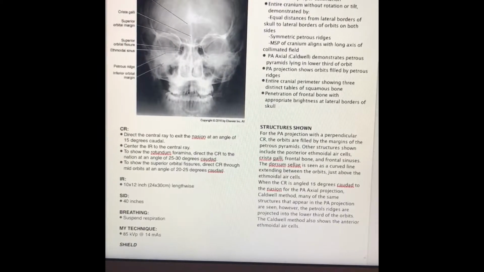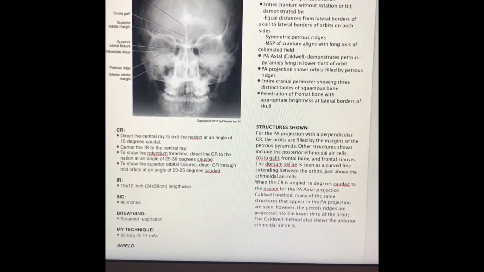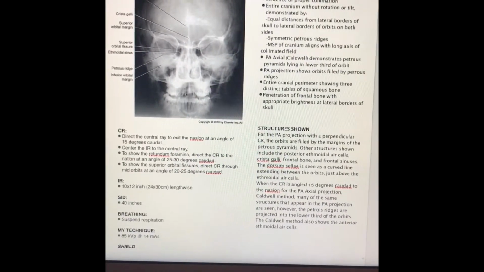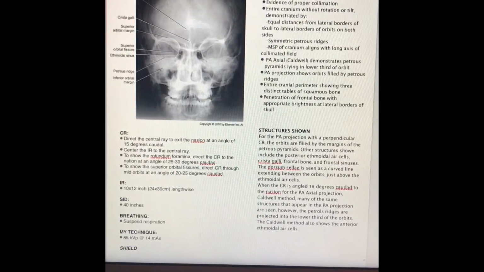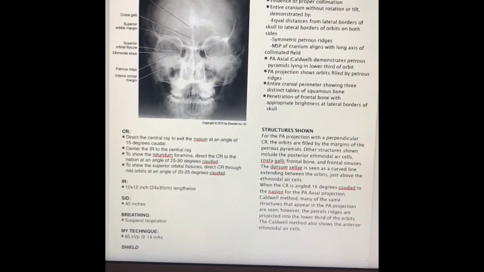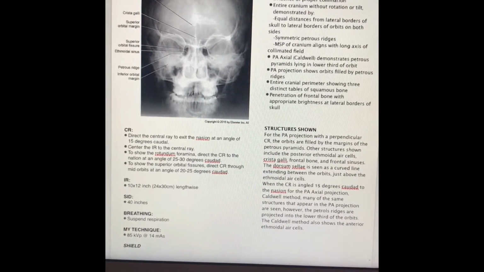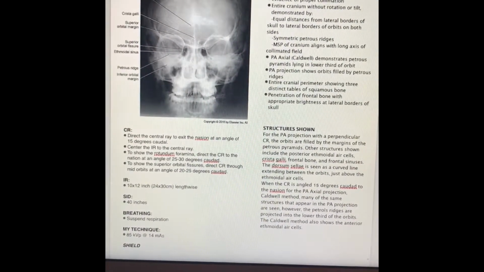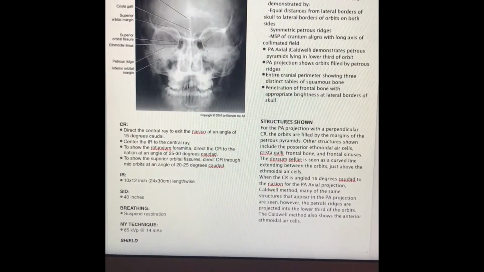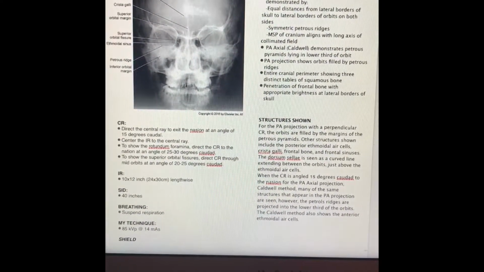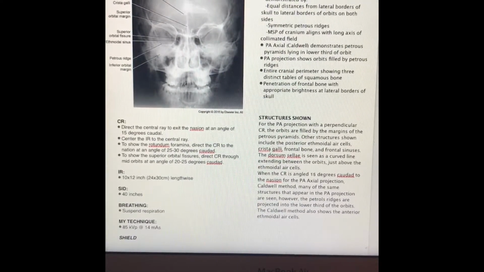When the CR is angled 15 degrees caudad to the nasion for the PA axial projection, Caldwell method, many of the same structures that appear in the PA projection are seen. However, the petrous ridges are projected into the lower third of the orbits. The Caldwell method also shows the anterior ethmoidal air cells. Central ray for this image is directed to exit the nasion at an angle of 15 degrees caudad.